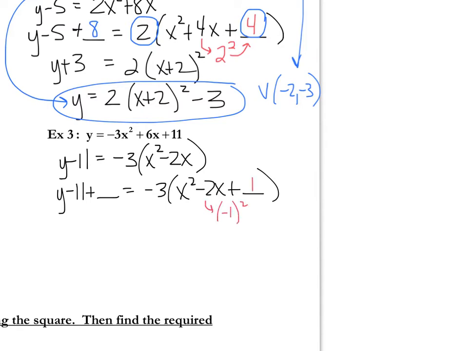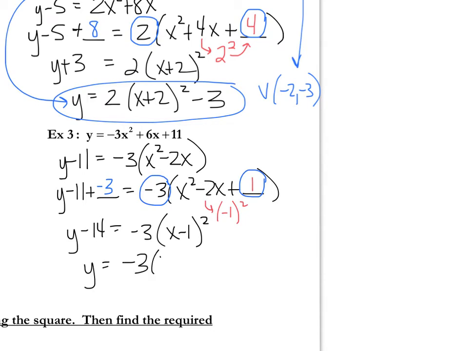But hey, remember, just like that first example we did, in order to balance these equations, we actually have 1 times negative 3. So that means that I have to do a negative 3 on this side. And it's negative 3 just because the a value in this case is negative 3. So now I have a lot of like terms to combine. I have y minus 14 on the left. Keep that negative 3 factored out. I'm just going to factor the inside of the parentheses here, which is x minus 1 quantity squared. And now again, last but not least, all I have to do is move over the 14. y equals negative 3 times x minus 1 squared plus 14.